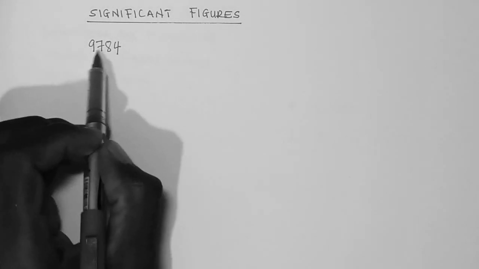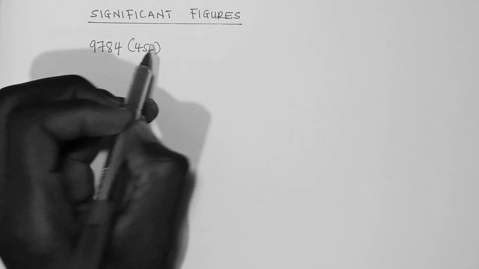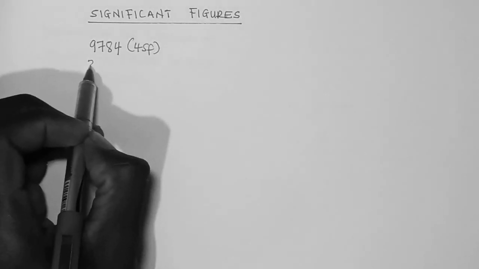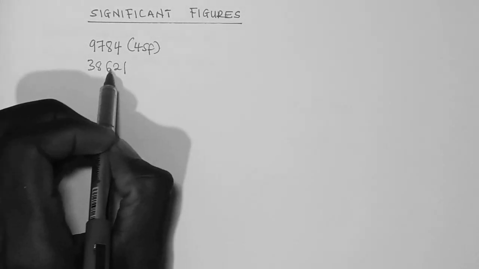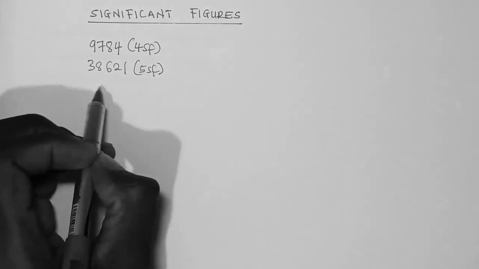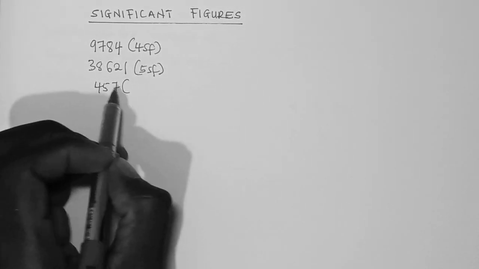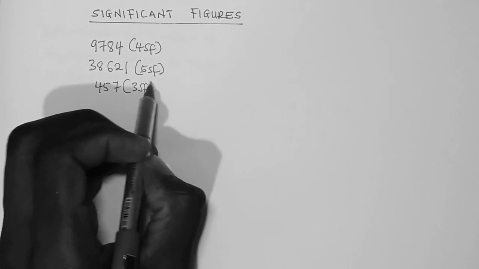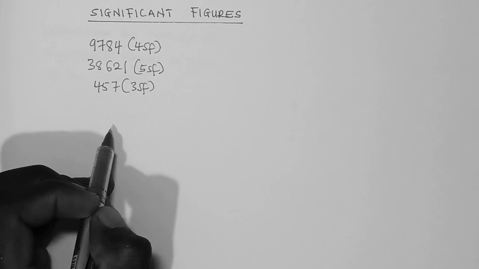So the number is 1, 2, 3, 4. So four numbers. So there are four significant figures. What about 38621? 1, 2, 3, 4, 5. So there are five significant figures. What about 457? 1, 2, 3. So three significant figures. The reason is because all non-zero numbers are significant.